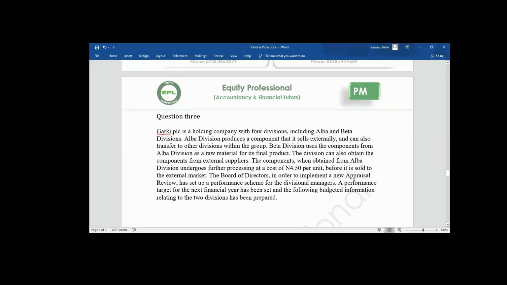The components, when obtained from Alba division, please look at that sentence. If the component is obtained from Alba division, it undergoes further processing. That means if Beta division obtains the component from Alba division, this component will undergo further processing at a cost of 4 naira 50 kobo per unit before it is sold to the external market. The board of directors, in order to implement a new appraisal review, has set up a performance scheme for the divisional managers. A performance target for the next financial year has been set, and the following budgeted information relating to the two divisions has been prepared.